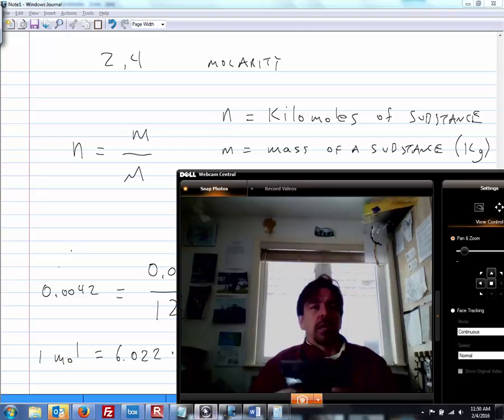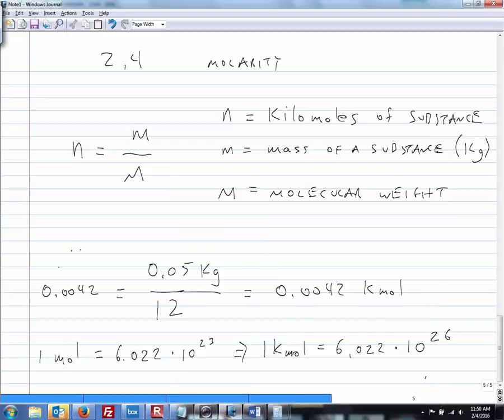Let's work it backwards now. Actually, let's say I've got 1 kilomole. Make it easier since n is in kilomoles. I've got 1 kilomole of carbon, and I know that the molecular weight is 12. So the question is, what does little m equal?